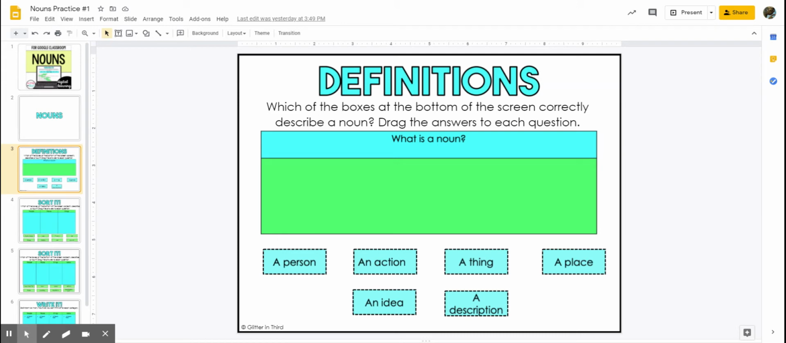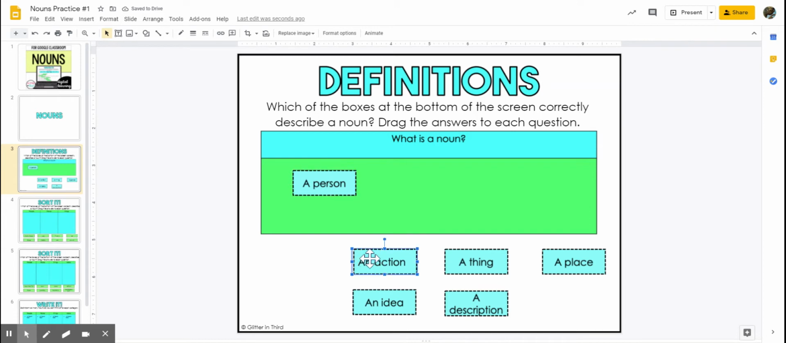So if a noun could be a person, you're going to drag person into this box. If you think a noun is an action, you would drag action to this box. If a noun is a thing, you would drag thing to the box. If the noun is a place, you would drag a place up. If you think a noun is an idea, you would put that word in the box. And if you think a noun is a description or a describing word, you would drag that up to the box.